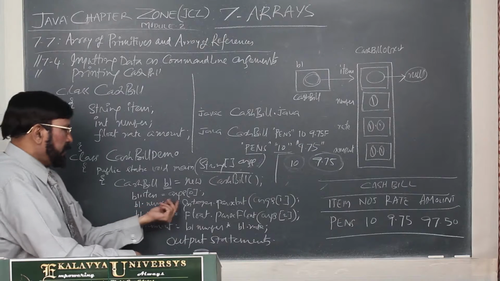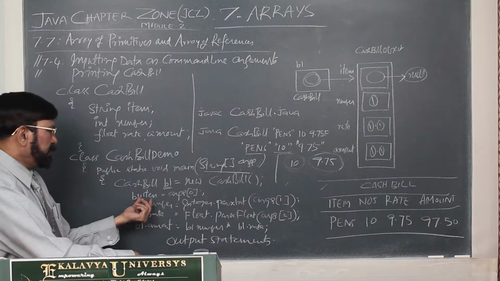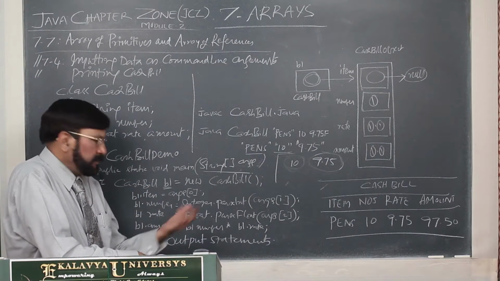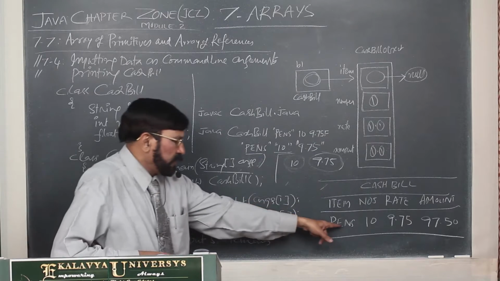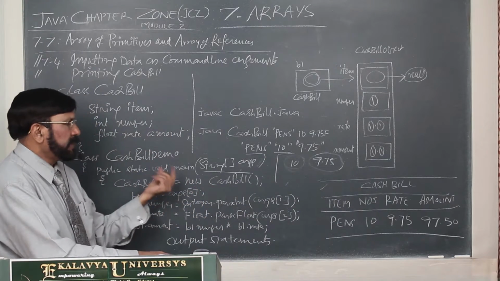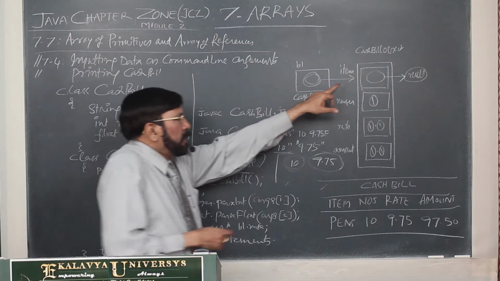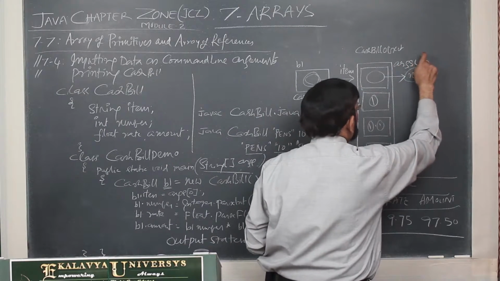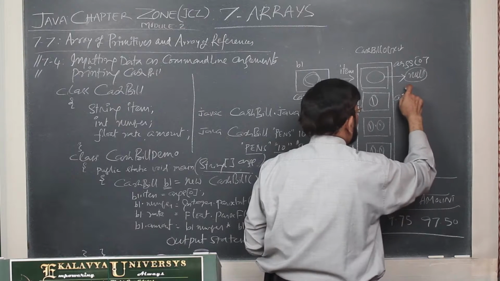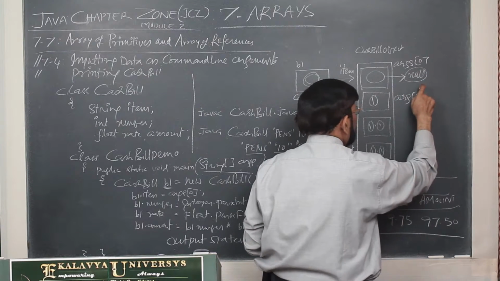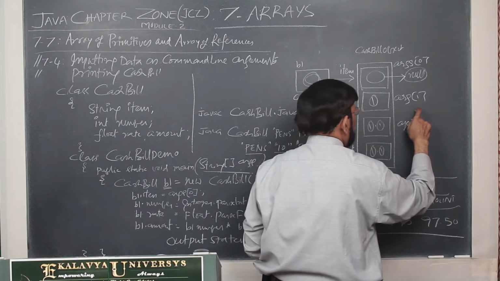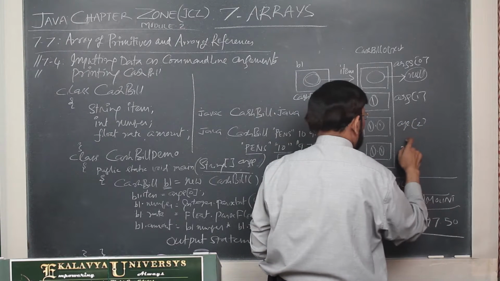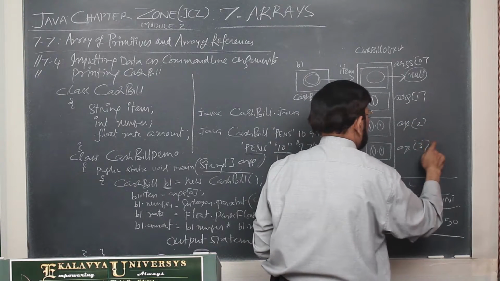Now you see, for that purpose, first b1 dot item. Item, actually we are using it as a string only. That's why we need not do anything. So here, what is this? This is args0. This is args1. This is args2. This is args3. That you know.